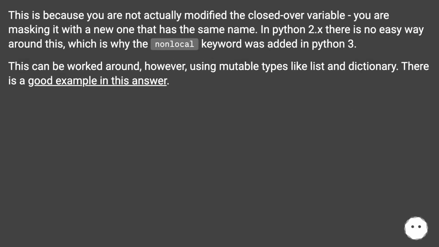This is because you are not actually modifying the closed over variable, you are masking it with a new one that has the same name. In Python 2.x there is no easy way around this, which is why the nonlocal keyword was added in Python 3. This can be worked around, however, using mutable types like list and dictionary. There is a good example in this answer.